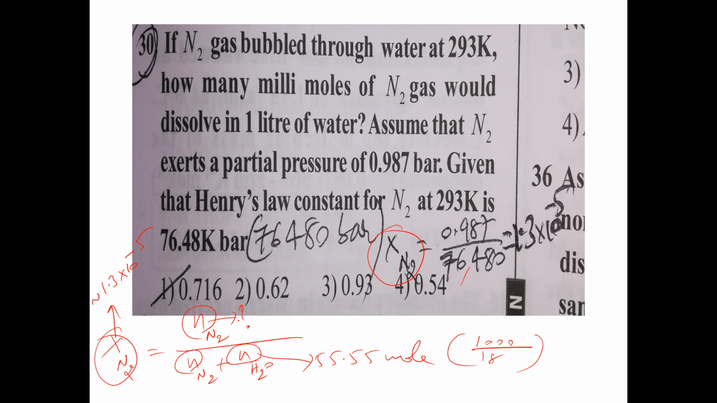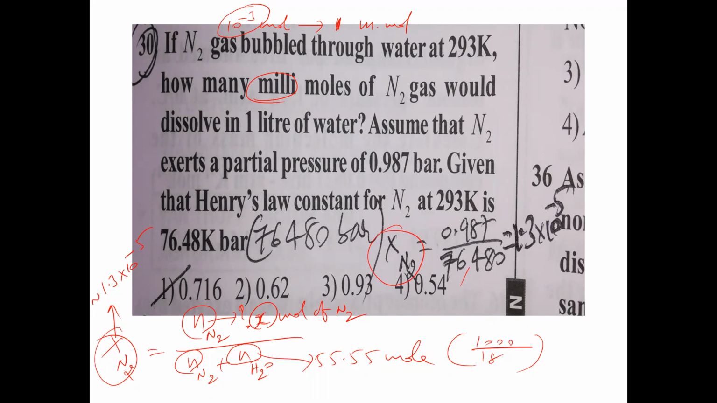But they asked for moles or millimoles? They asked for millimoles. Now generally we know that 10 power minus 3 moles equals 1 millimole. 10 power minus 3 is nothing but milli, no? So 10 power minus 3 mole equals 1 millimole. Here we get some X moles of nitrogen, suppose, from this formula.